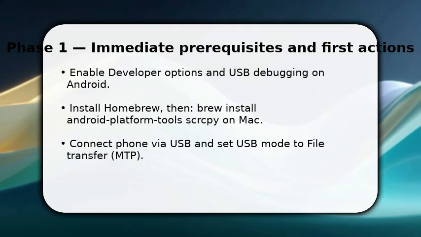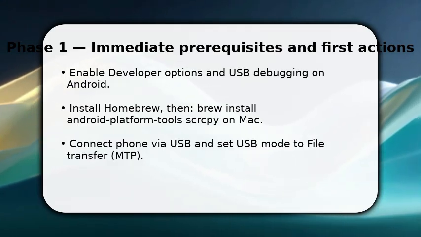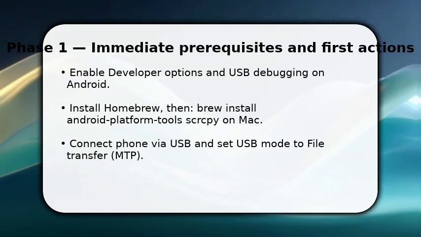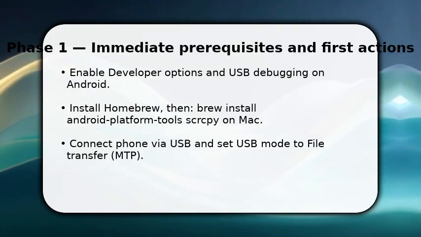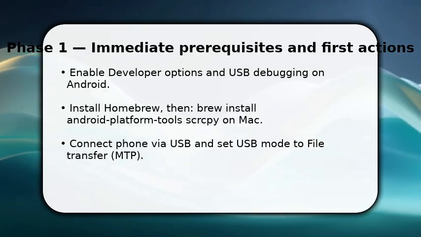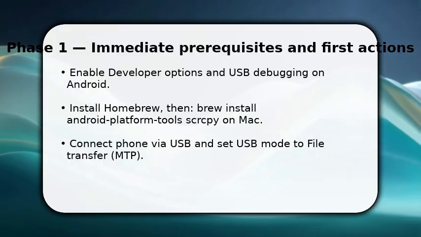You start by enabling developer options and turning on USB debugging on the Android device. This lets your Mac talk to the phone. Next, install Homebrew if needed, then run brew install android-platform-tools scrcpy so you have adb and scrcpy.